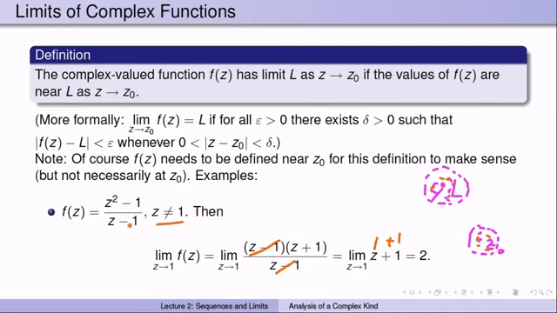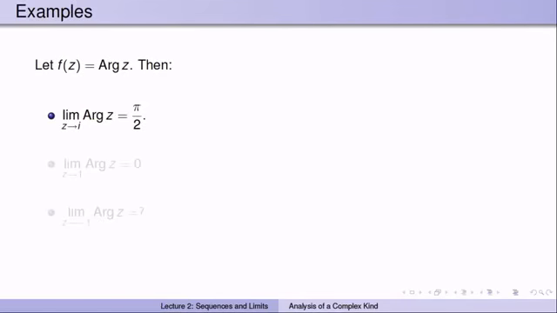And so it does have a limit even though the function itself is not defined at z equals 1. Let's look at another example. Suppose f of z is the function Arg of z, where Arg is the uppercase argument. Remember, the uppercase argument of z is the angle that z forms with the positive real axis, and we have to pick the angle that is between minus pi and pi.